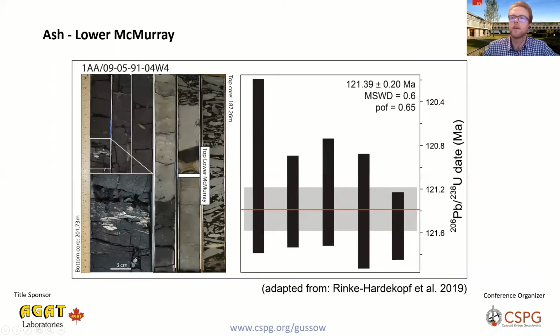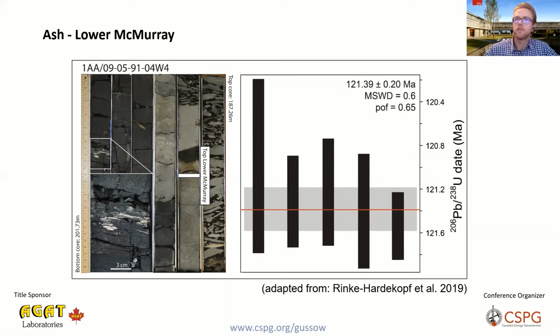And what we see here is the ash bed situated towards the top of the lower McMurray. From this ash bed, we were able to extract 7 zircons total, 5 of which seem to have been volcanic in origin as opposed to detrital. Those form a really nice age cluster, the mean age of which gives us an age of 121.39 million years. You'll note the nice low error because it was dated with CA-IDTIMS.